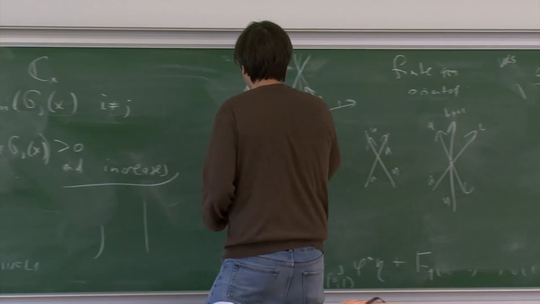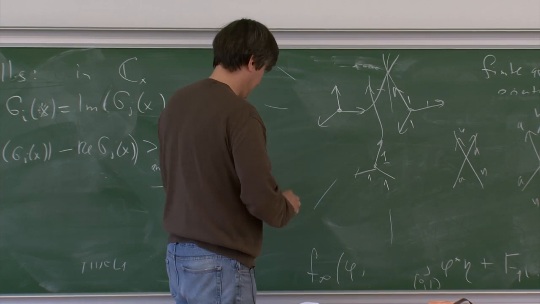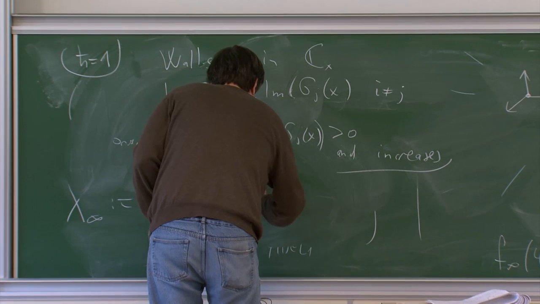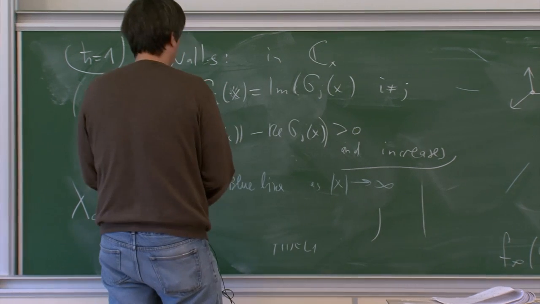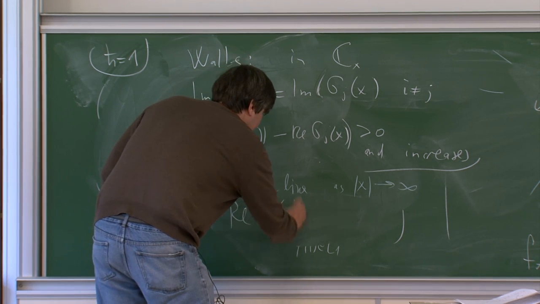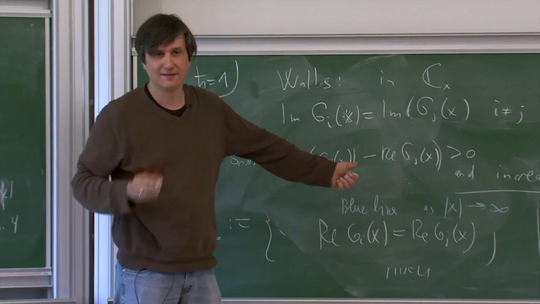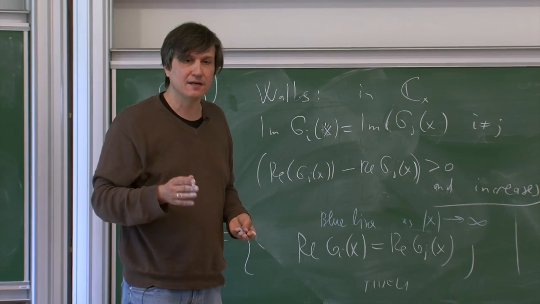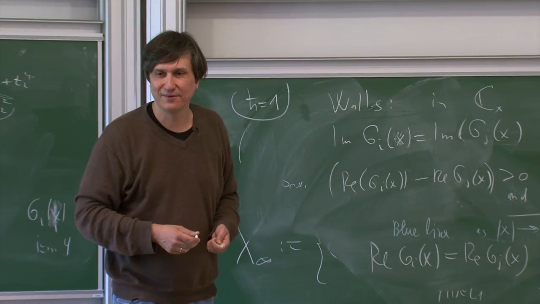But then at infinity, I can draw some other lines. So there will be blue lines at infinity, as x goes to infinity, given by a different equation: when real part of g_i x is equal to real part of g_j x. Are they walls? No, these are not walls. But these are things responsible for Stokes.